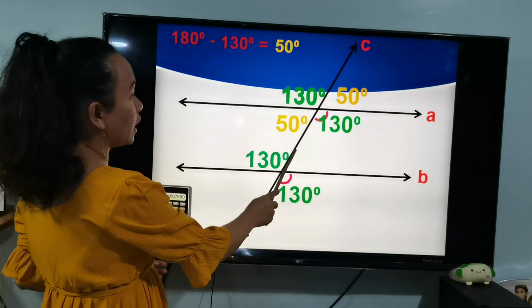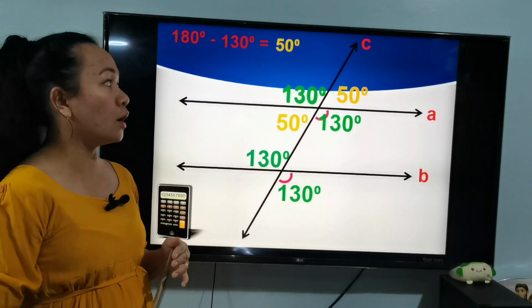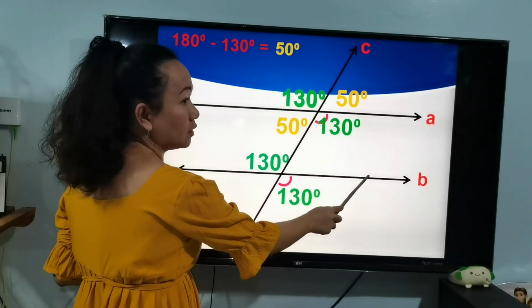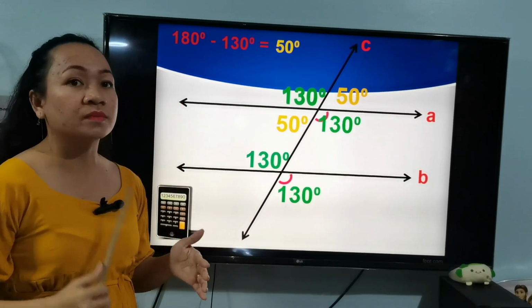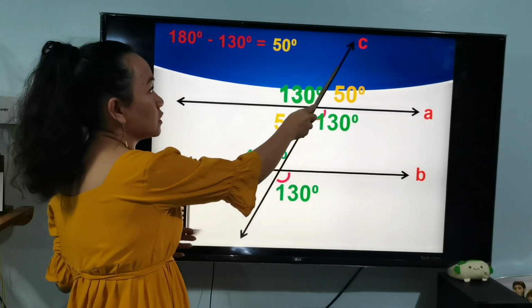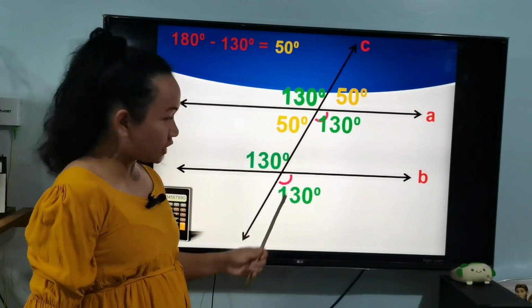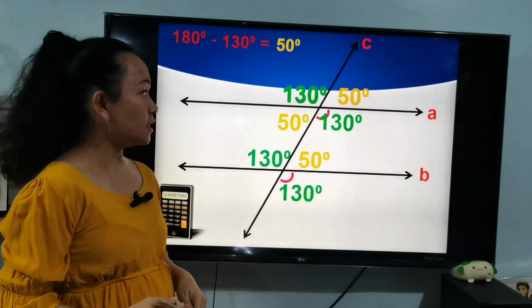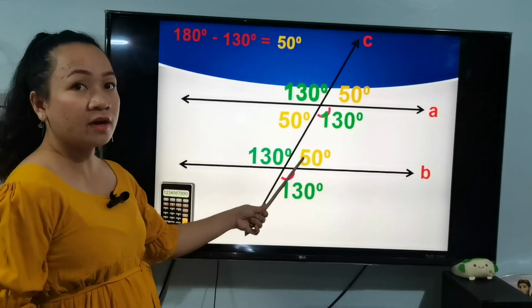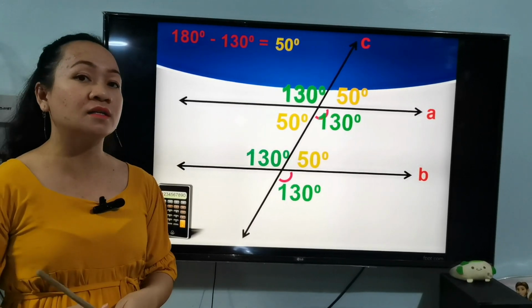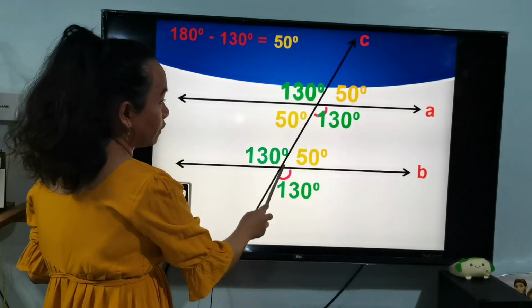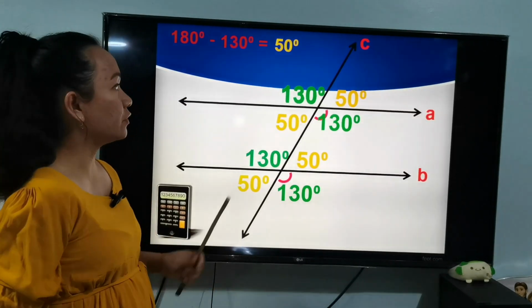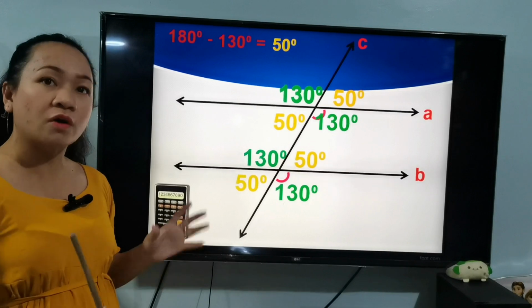Okay, next, we are going to find this angle. The same thing a while ago, this angle corresponds to this angle. All corresponding angles are congruent. So if it is 50 degrees, this angle is also 50 degrees. Okay, last one. They are vertical angles. Again, vertical angles are always congruent. If it is 50 degrees, this is also 50 degrees. So this is the measure of all our angles.